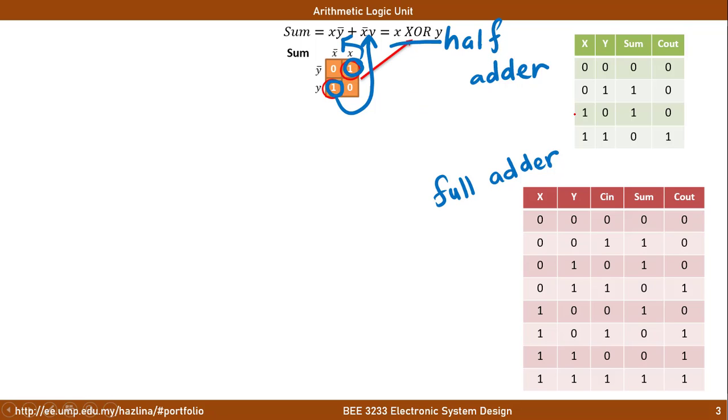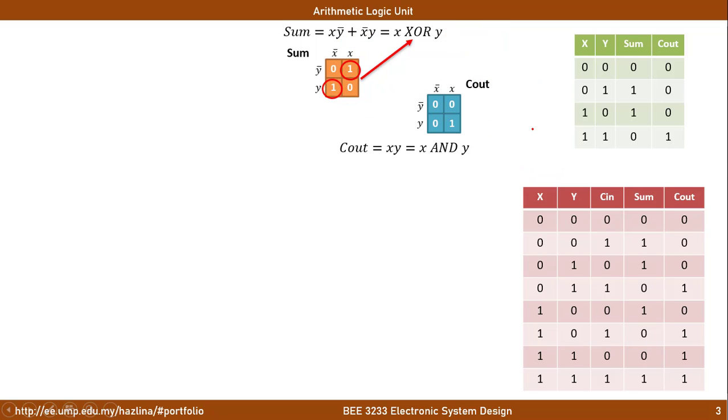Let's move on into cout. Similarly, to transfer from truth table to Karnaugh map is like what we had done before. So in this case, for cout, x bar y bar is equivalent to 0. The only part in which it is equivalent to 1 is when x is 1 and y is 1, which is being represented by x and y here. The loop that can be derived is this part, which is equivalent to x and y.